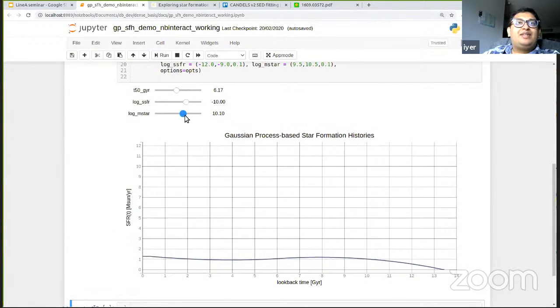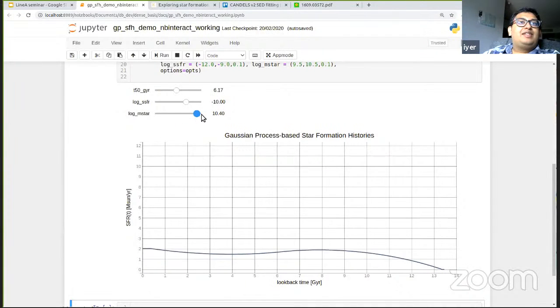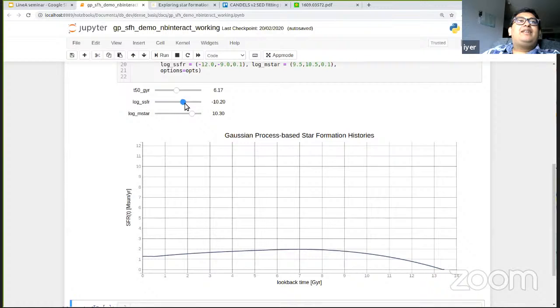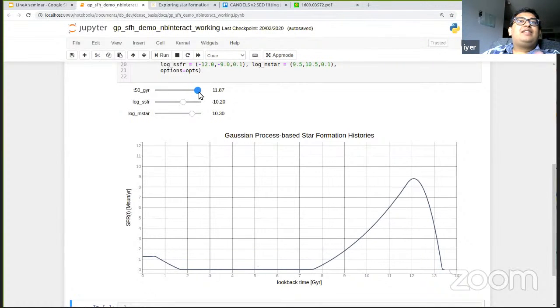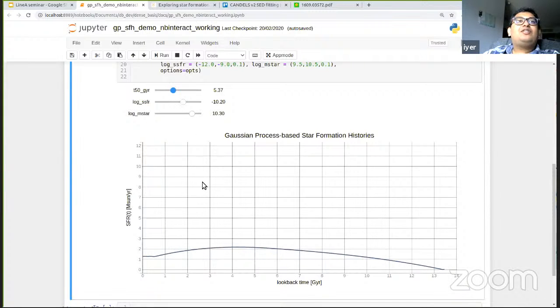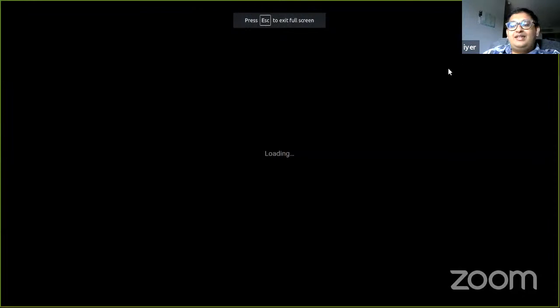So if you change the stellar mass, that changes the overall normalization. If you change the specific star formation rate, which is just an easier way to see that I'm changing the star formation rate with respect to the stellar mass, that's changing what it's doing near the time of observation. And if I change the T50, then that's changing whether it formed all of its stars way back in the past or whether it's forming it much closer to the time of observation. So even with just 3 parameters, it has a lot of flexibility in the kind of star formation history shape that we get.